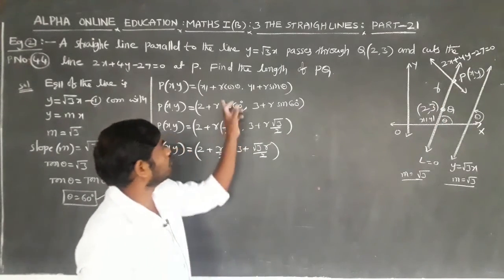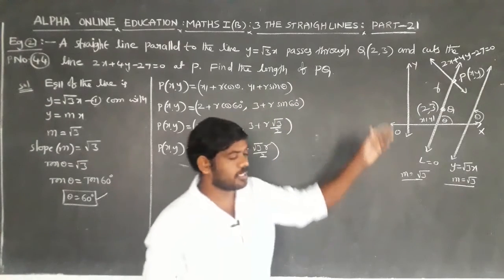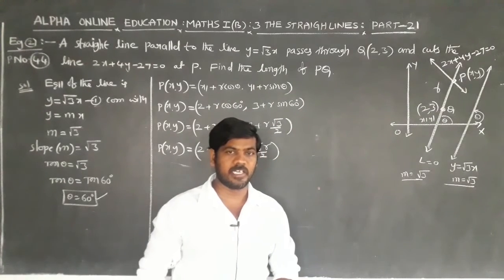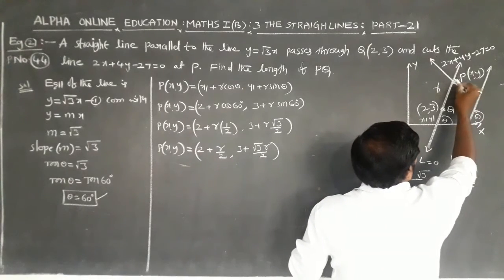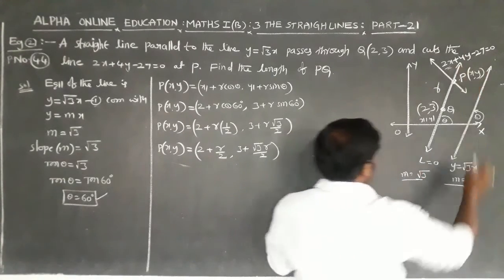Here x is equal to x1 plus r cos theta, y is equal to y1 plus r sin theta. Observe that here P(x, y) is a point that lies on the line.